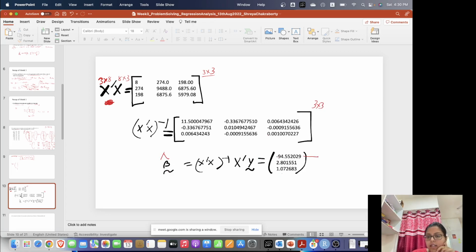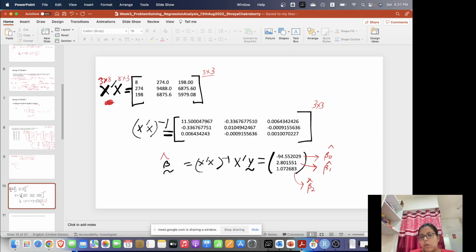So this value is the estimate of beta naught hat. This one is the estimate of beta 1 hat, and this is the estimate of beta 2 hat. Okay, you just need to compute this. Whenever you get such a problem, you just need to write down the X matrix and then compute this value, and then you would get a vector like this whose individual components will give you the individual estimates.